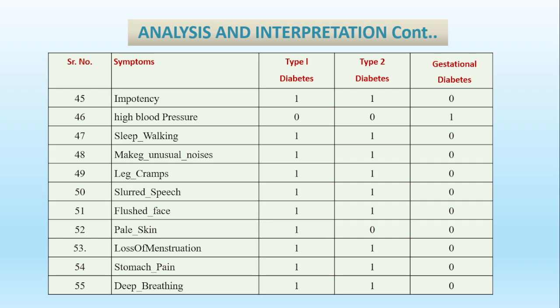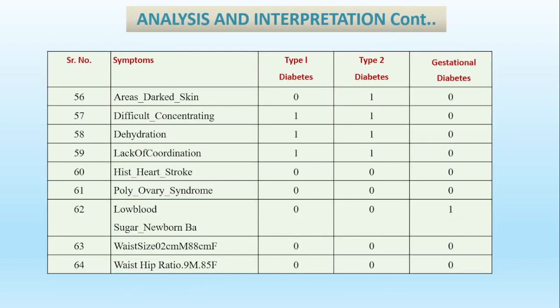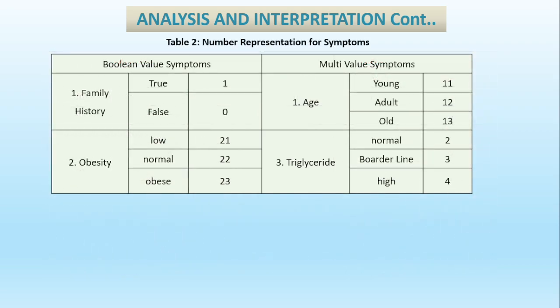Impotency, high blood pressure, sleepwalking, unusual noises, leg cramps, slurred speech, flushed face, pale skin, loss of consciousness, stomach pain, deep breathing, dark skin area, difficulty concentrating, dehydration, lack of coordination, heart stroke, polyuria, low blood sugar, waist size 0.2 centimeter, 88 cm for male, waist hip ratio 0.9 male, 0.85 female. This means that these are all the criteria we have taken.